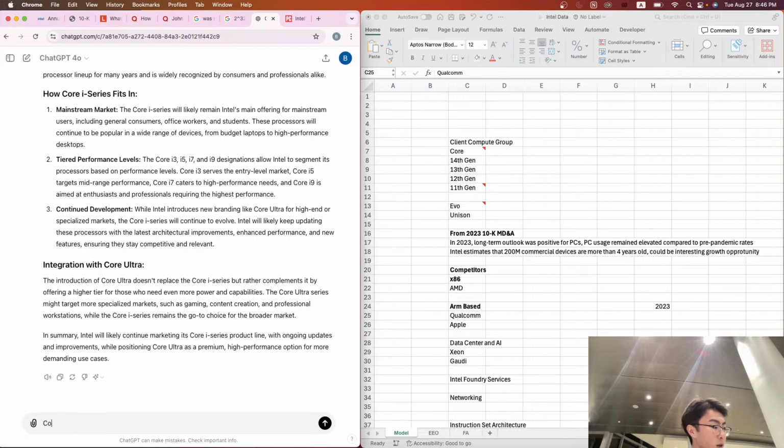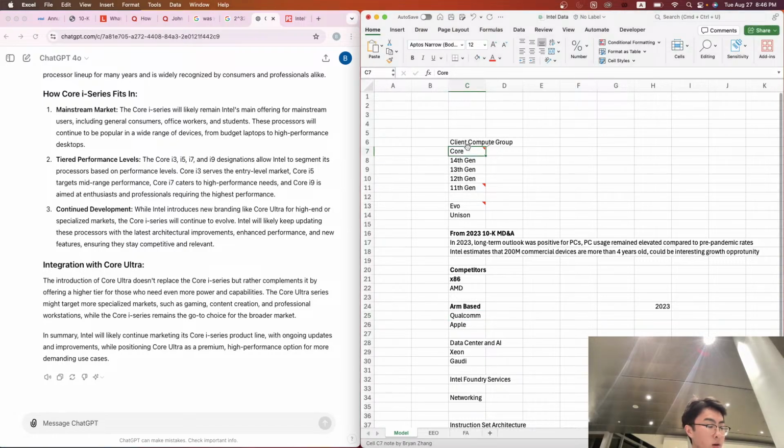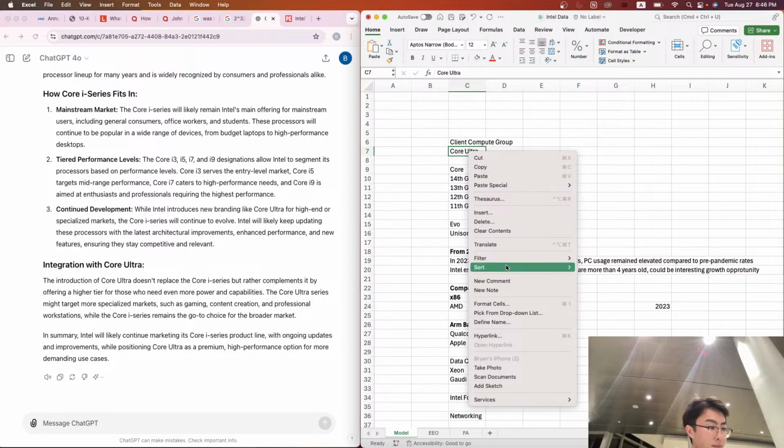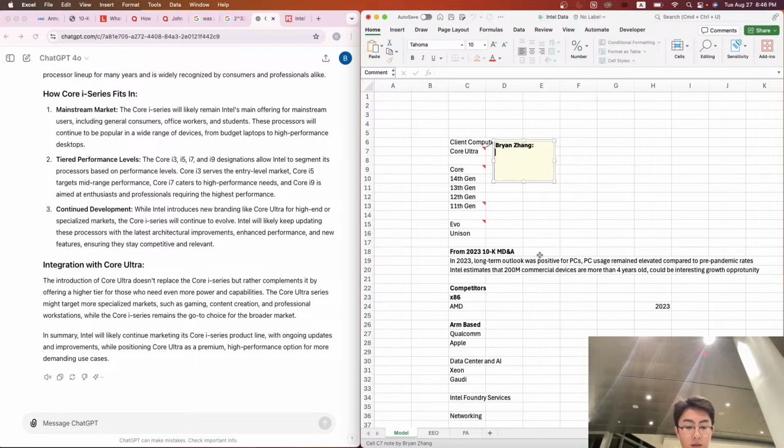Professional workstations. So, okay, Core, maybe it'll be interesting. Core Ultra. So I guess this is their even better than i9 chips, built on new CPU architecture, I guess chip architecture that includes NPU.